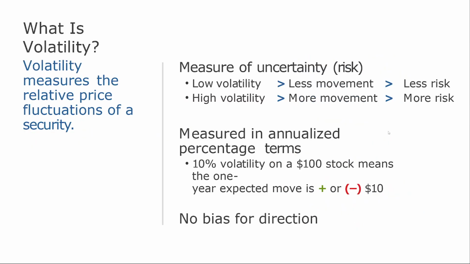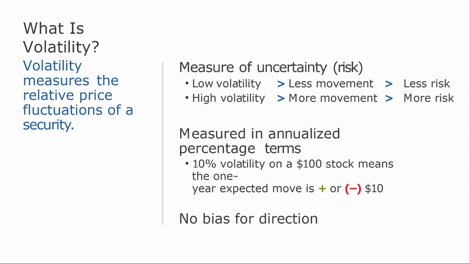Now, let's speak a little bit about volatility. The volatility measures the relative price fluctuations of a security. It measures the uncertainty, the risk. If you have a low volatility, you will have less movement, so you will have less risk. Also, if you have a higher volatility, you will have much more movement and you will have a bigger risk. But at the same time, you will have a bigger reward, and also a smaller reward in case of the low volatility.